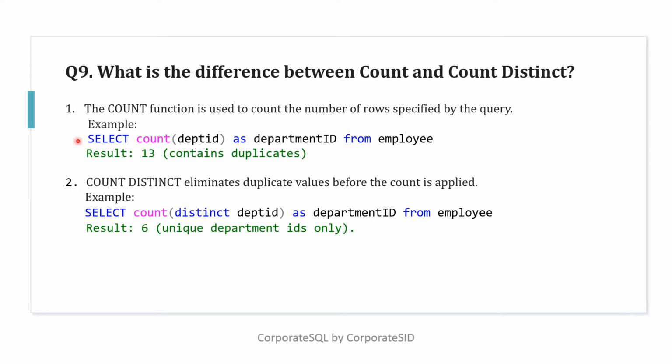So for example, if I have to run the query select count department ID from employees, I will get result as 13 because it contains duplicates. But if I have to eliminate duplicate values, I will write my query as select count distinct department ID, which will go in parentheses as department ID from employee. The result will give me 6 unique department IDs.